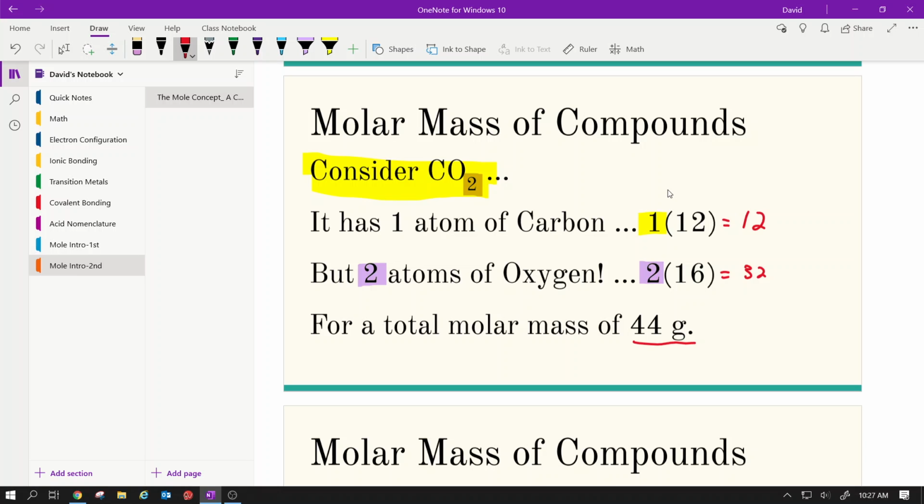So the molar mass of any compound is just found by counting the number of atoms in the compound, multiplying each number by that atom's atomic mass, and then adding them all together. So again, you're just taking the parts and valuing them separately, and then combining them together to get one overall answer.